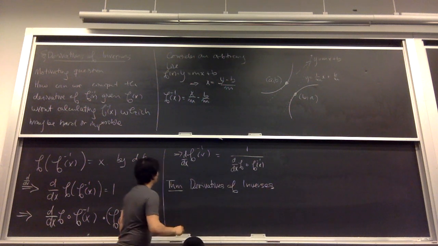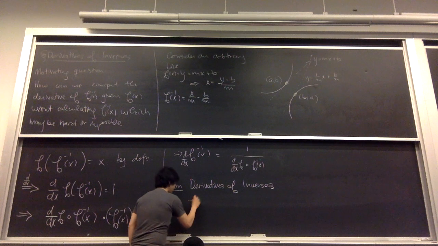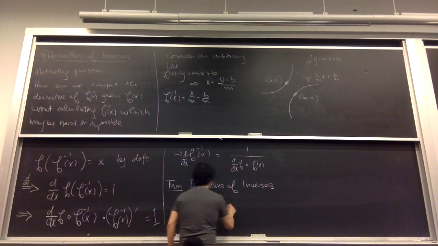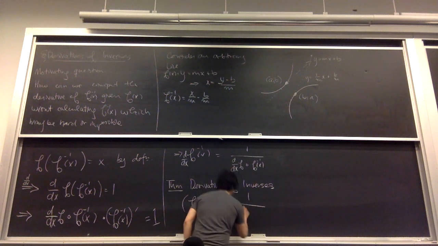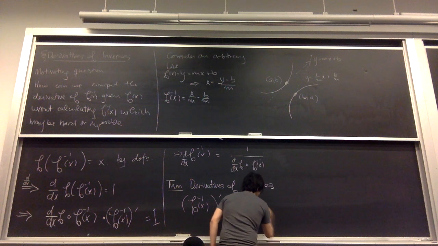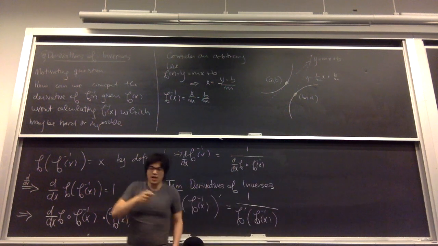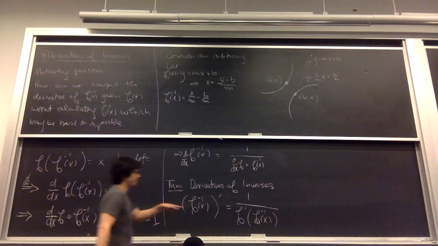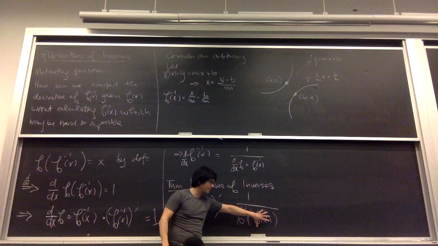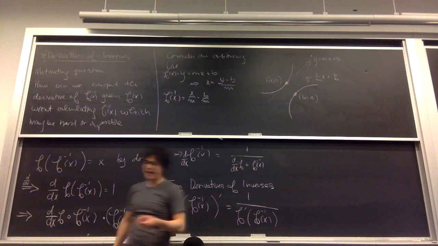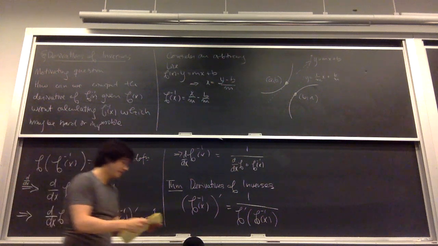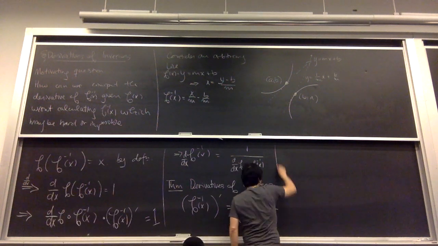So what do we got? I'll write it in a different way maybe. f inverse of x prime is equal to 1 over f prime of f inverse of x. Normally these inverses are impossible to find, so very rarely are you actually going to be able to do this. So we'll only typically ask you to find the derivative at a specific point, as in this example.